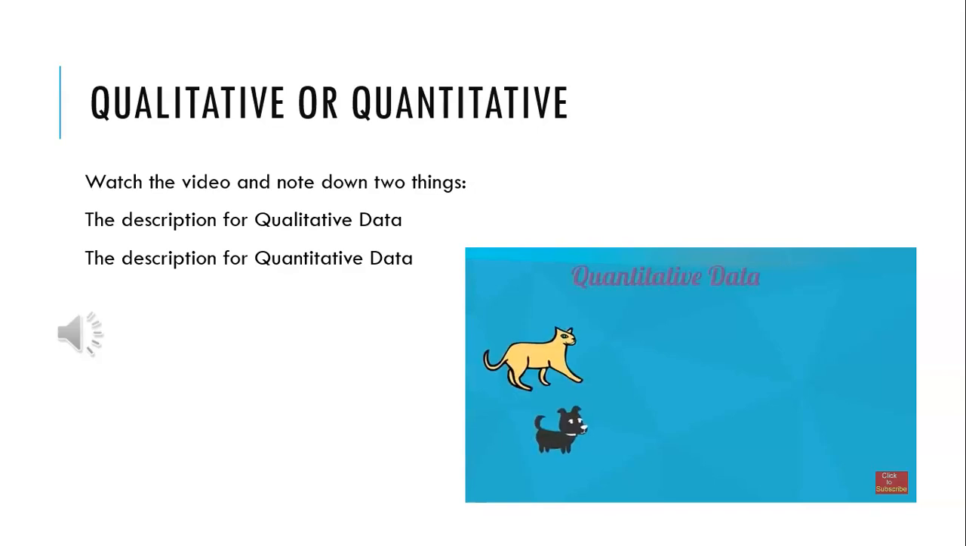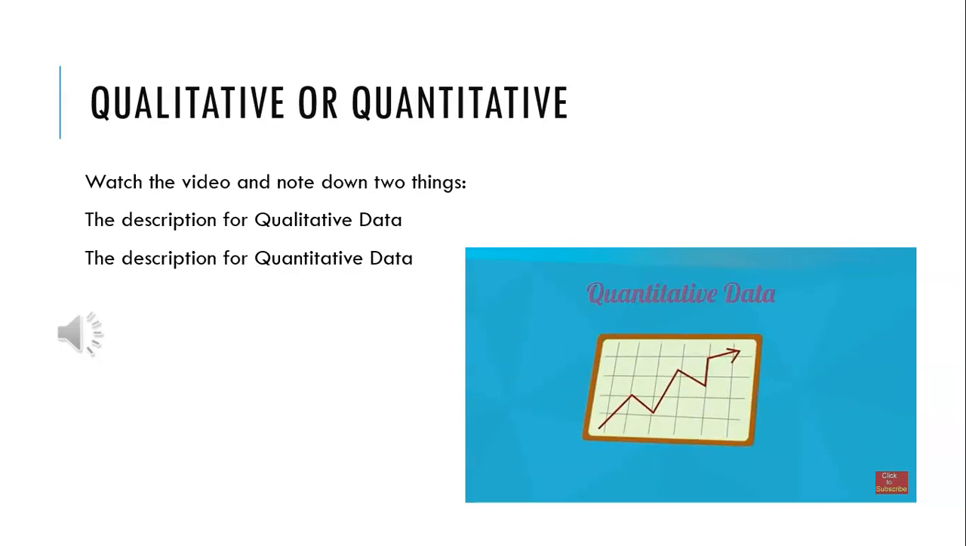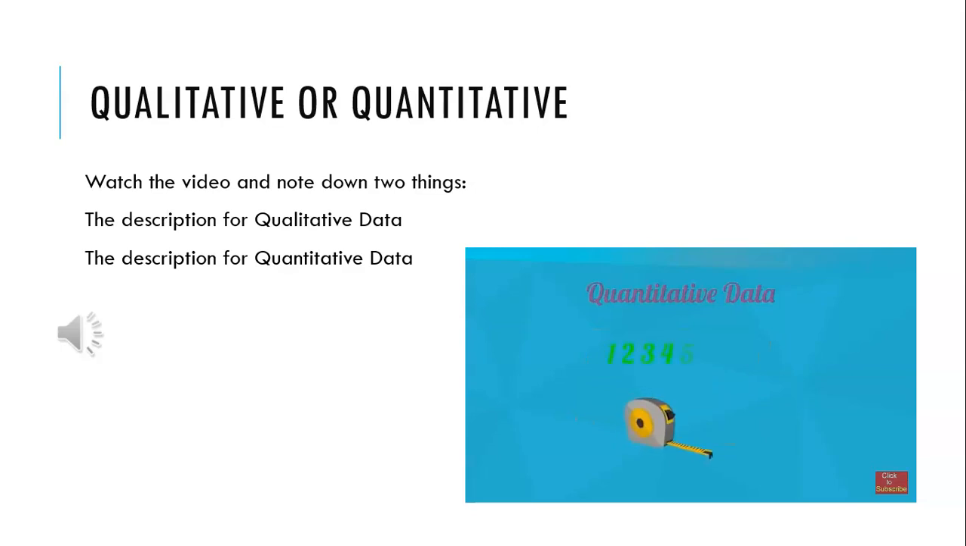Some examples of quantitative data would be the number of pets, the time of day, the temperature outside. Quantitative data can be graphed. If you count or measure, you are collecting quantitative data. There are two types of quantitative data: discrete and continuous. Discrete data is usually data you can count, and continuous data is usually data that you measure. I have a separate video on these two types of data.